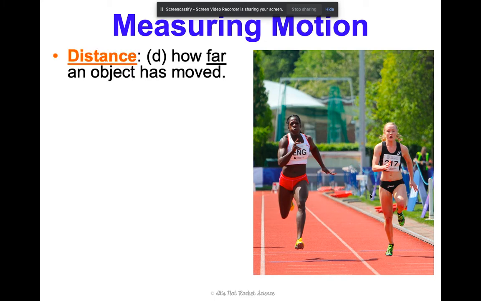We can measure motion. Distance is a lowercase d. It's how far an object has moved. It can be measured in meters, inches, feet, miles, or anything else we can measure distance in.